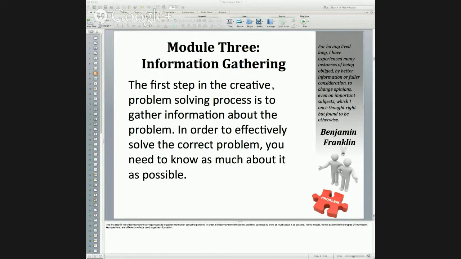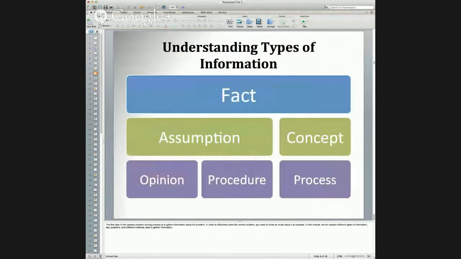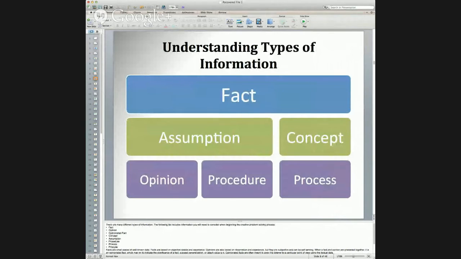Understanding types of information. There are many different types of information. The following list of information you will need to consider when beginning the creative problem-solving process is: number 1, fact. Number 2, opinion. Number 3, opinionated fact. Number 4, concept. Number 5, assumption. Number 6, procedure. Number 7, process. Number 8, principle. These are the understanding types of information.